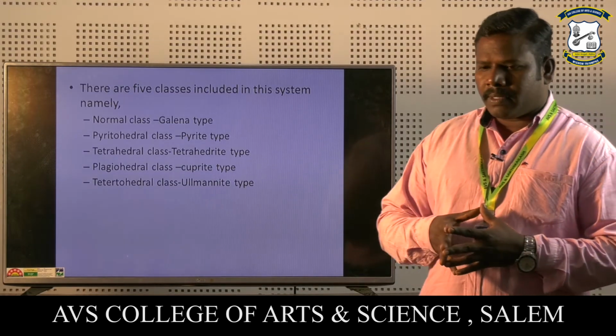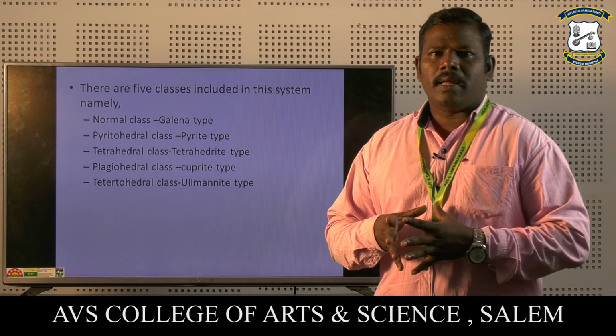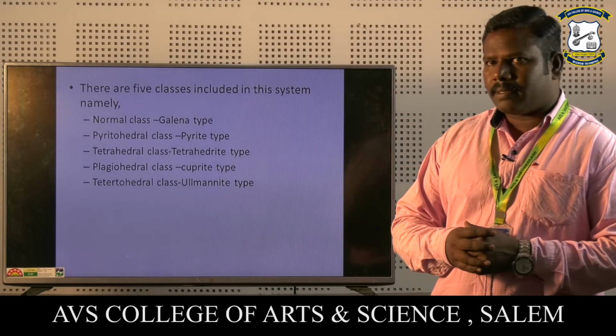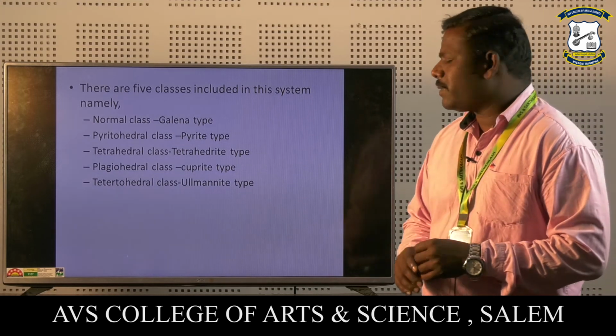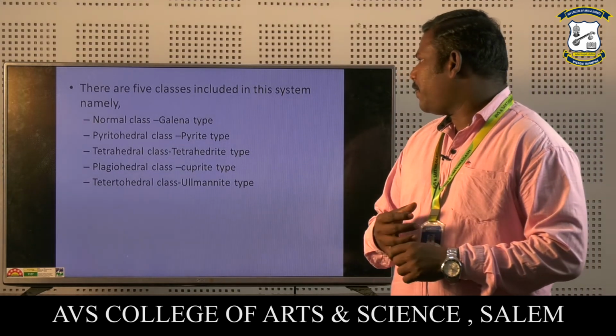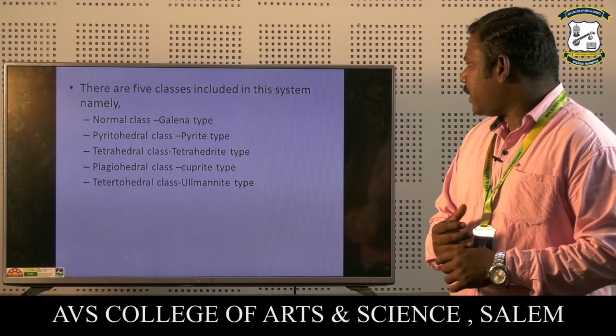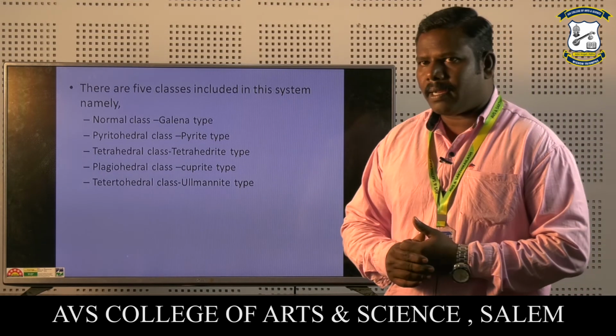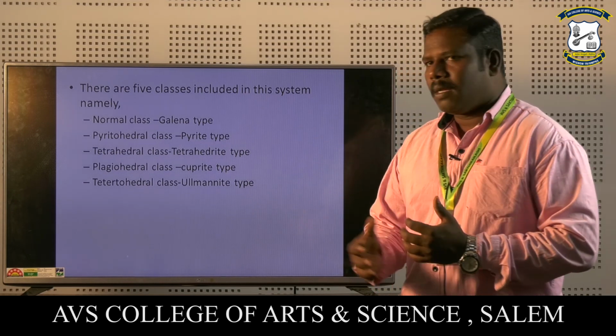In the isometric system, we have five classes. One is the normal class, Galena type. The second one is the pyritoidal class, pyrite type. The third one is the tetartoidal class, tetartoidal type. The fourth one is the plagioclass, cuprite type, and the fifth one is the tetrahedral class, ullmannite type.